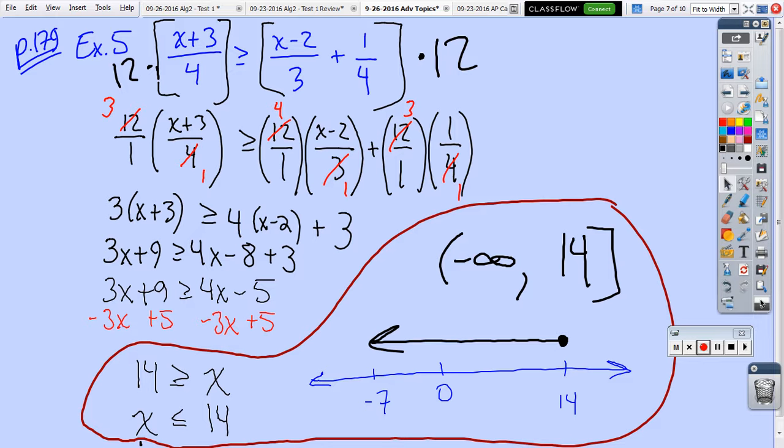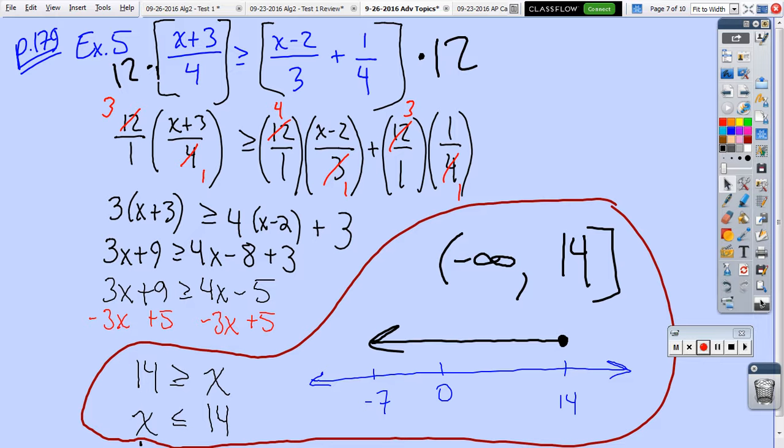Why can't I leave it like this? Because it's more common to leave the inequality as variable and the rest. I'm perfectly fine accepting this as an answer. Just don't then make a mistake if you have to end up graphing on a number line or interval notation. It's probably a little bit safer to switch it.